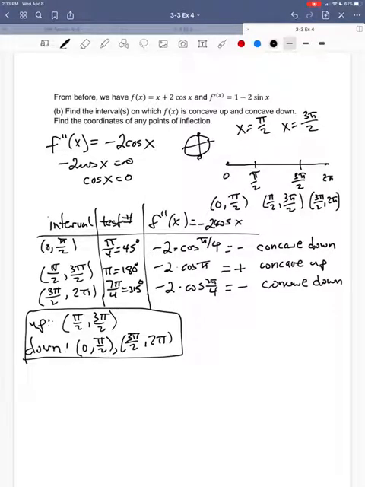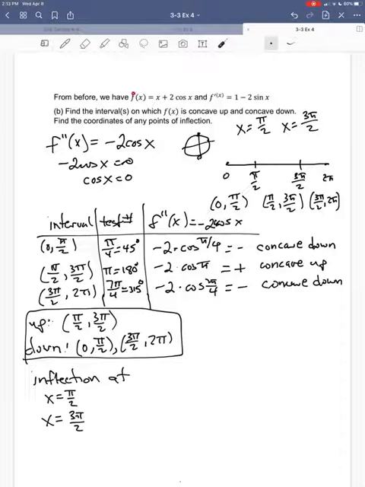Do we have any points of inflection? Well, points of inflection occur where it changes from concave down to concave up, or from concave up to concave down. And so we see here that happens at pi over 2, and it happens at 3 pi over 2. But it says I need the points, the coordinates of any points of inflection, so I need the y-coordinates.